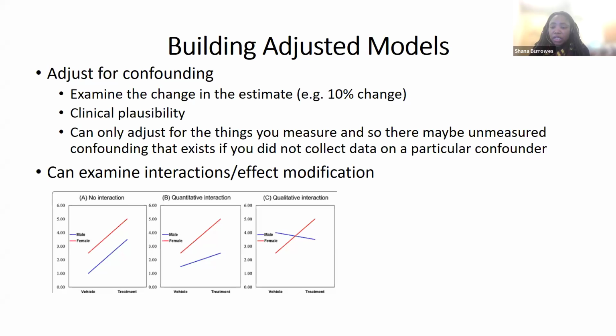A qualitative interaction is when your intervention is having a different impact on the men and women, or whatever groups are in your study. For example, it's causing a decrease in men, but an increase in women. And again, when you report the final results, if you notice there's an interaction in your study, then you need to report the estimates for men and women, or tall and short people, separately, because if you collapse them, you're going to have a biased estimate.